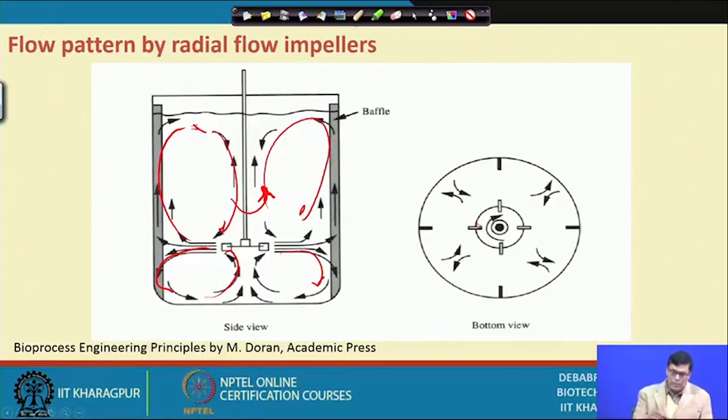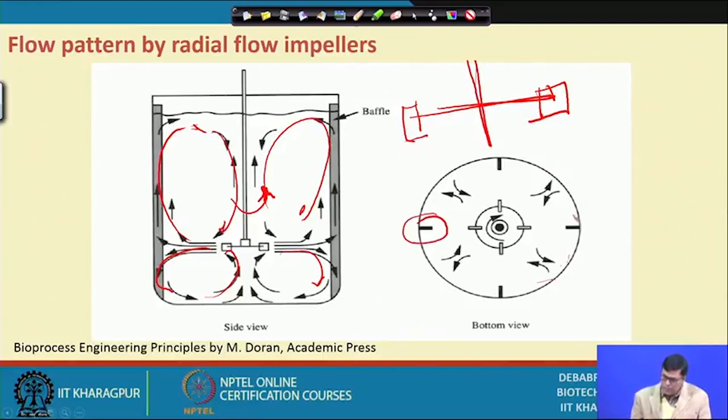Now if you take the top view of this radial flow impeller, we will get this kind of view. This is the disc, and if you look at the side view, it will look like this. On the disc, the blades are mounted, and here we have the shaft. So this is the blade, this is called the blade, and this is the disc.